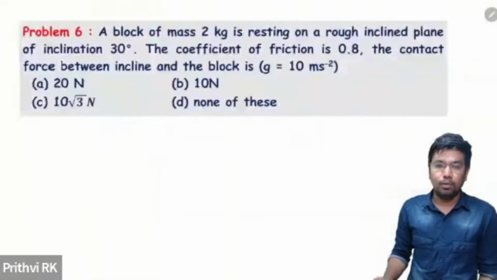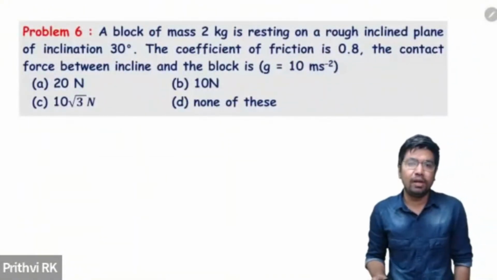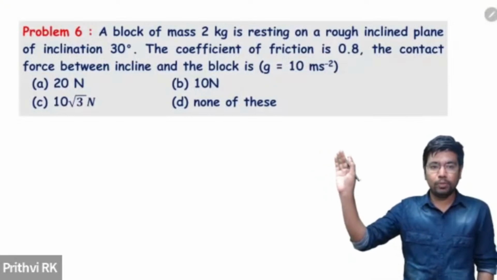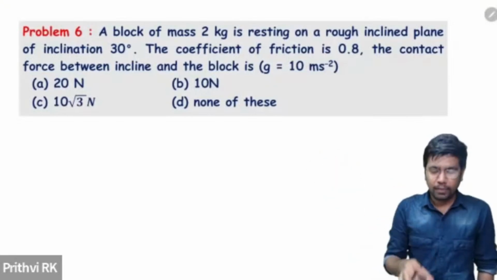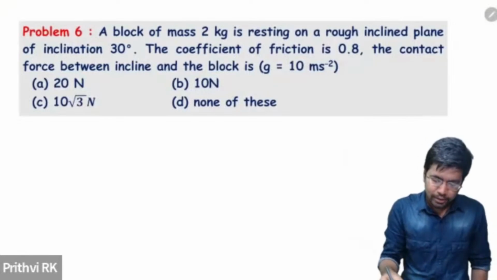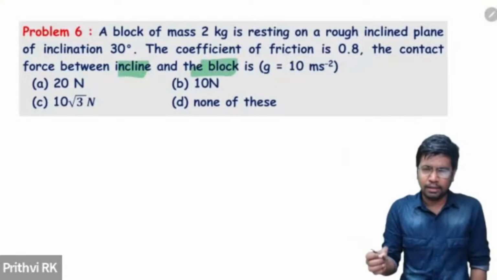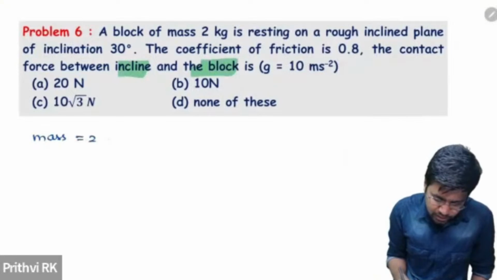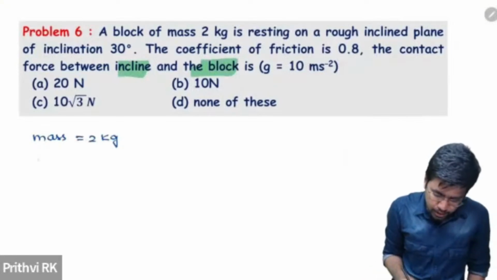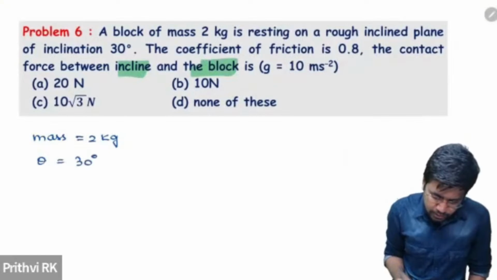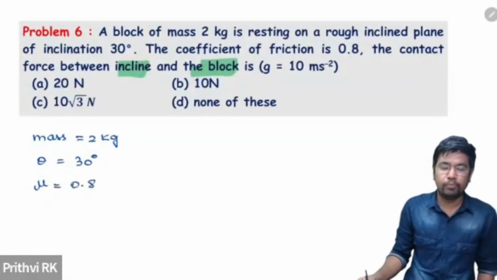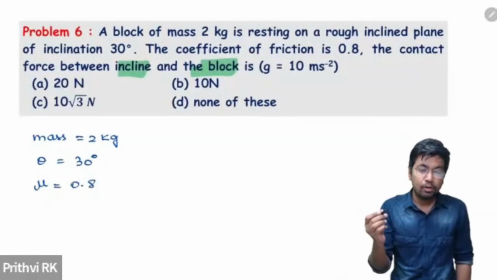Very good. Now we'll move on to another question, problem 6. A block of mass 2 kg is resting on a rough inclined plane of inclination 30 degrees. The coefficient of friction is 0.8. The contact force between the incline and the block is. They are asking us to find the contact force between the incline and the block. So what are the things they have given? Again, they have given the mass, which is 2 kg. They have given the value of theta, which is 30 degrees, and the coefficient of friction mu's value as 0.8. And they are asking us to find the contact force.